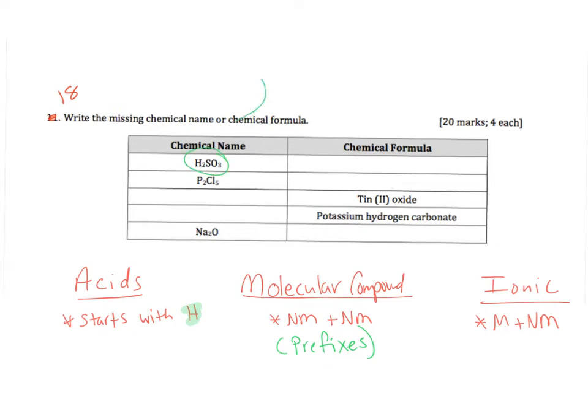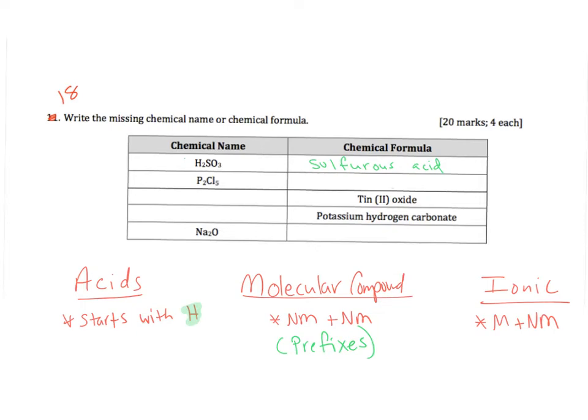Is this binary or oxyacid? This is actually an oxyacid, so we are not going to say hydro. Now, look at the back, SO3. What is SO3? SO3 is sulfite. We're going to change the ite to ous. So this is sulfurous acid.